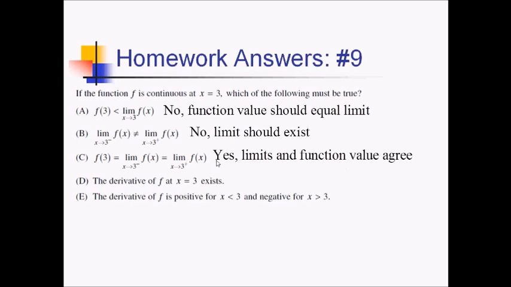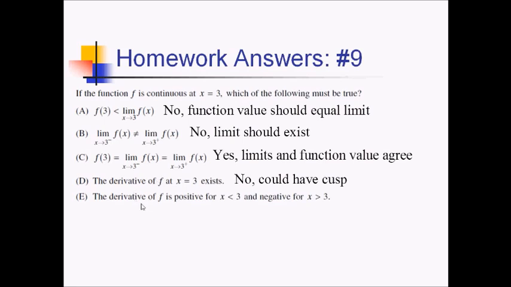So this is the one we're probably going to end up picking, but let's just take a look at the other two. D, the derivative of f at x equals 3 exists. Well, we're not guaranteed that because we haven't actually tested the limits of f prime yet. So we could have a cusp. This is kind of a counterexample where you could be continuous but the derivative doesn't exist, like at a cusp, or a vertical tangent would be another way for this to be false.